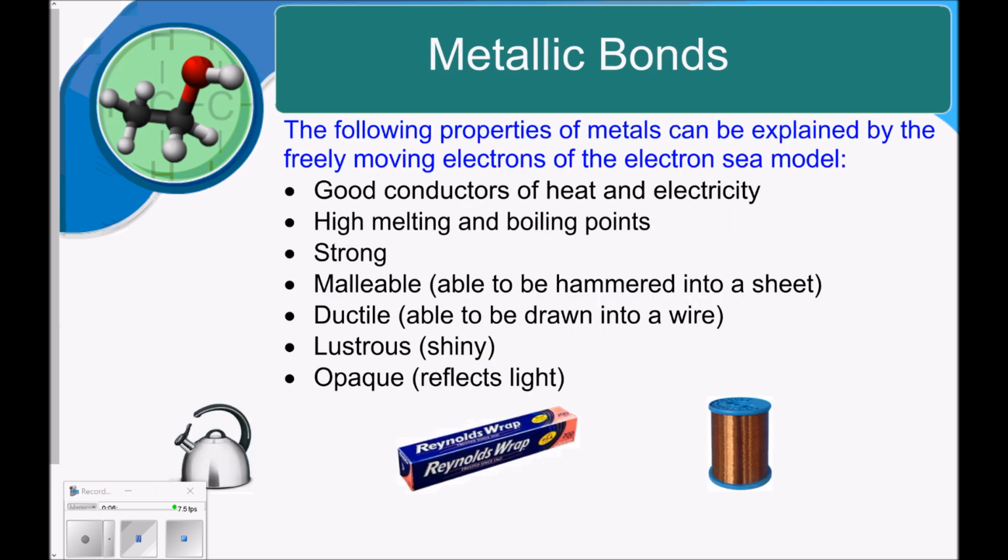The following properties of metals can be explained by the freely moving electrons of the electron sea model. These metals, because of their metallic bonding, are good conductors of heat and electricity. They have high melting and boiling points. They're strong. They're malleable, which means they're able to be hammered into a sheet. Ductile, which means they're able to be drawn into wire. Lustrous, meaning they're shiny, and opaque, meaning they reflect light. So words like malleable, ductile, lustrous, and opaque, you actually do need to know what that means. So maybe add that to your vocabulary list of things you need to know for this unit.